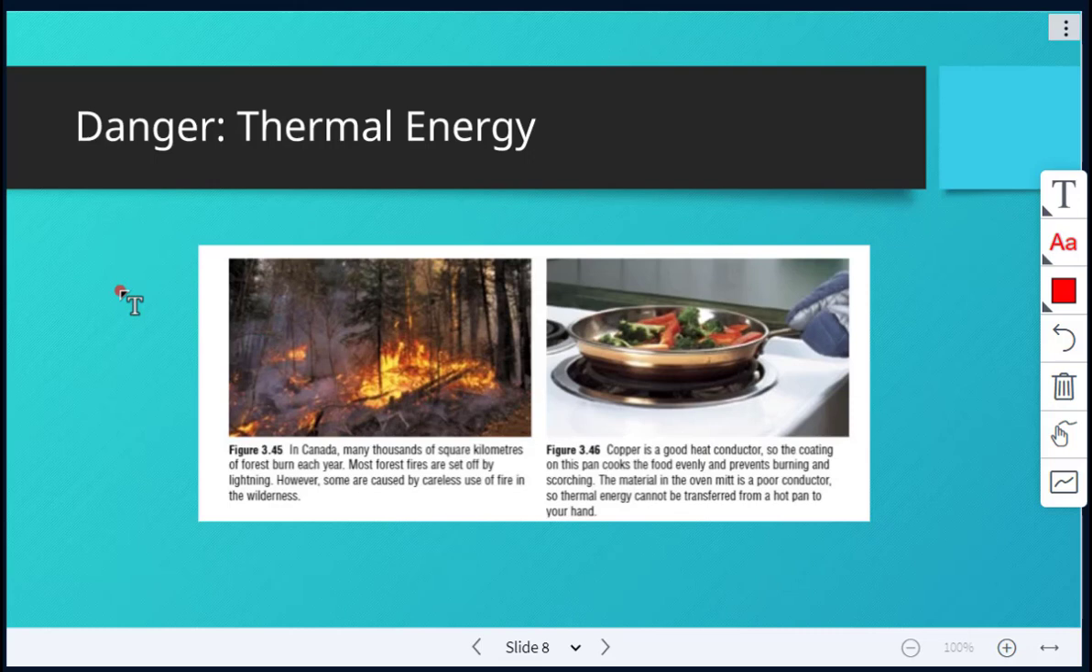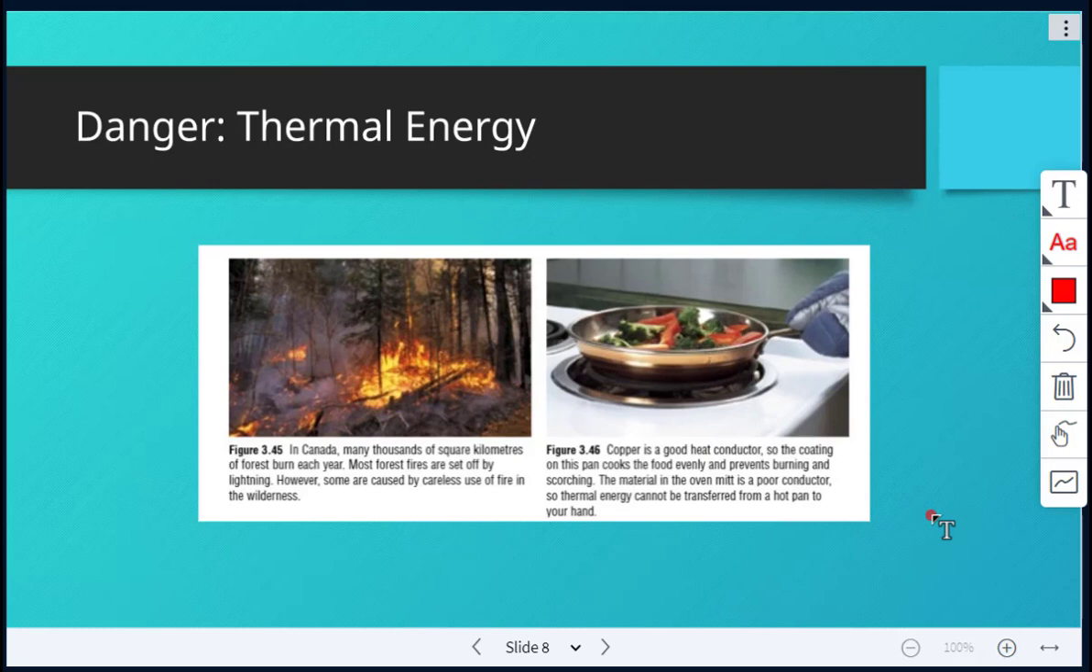Just continuing here with dangers of thermal energy. So here we're just looking at forest fires. In Canada, many thousands of square kilometers of forest burn each year, and fires could be set off by lightning. They can also be set off by campfires or careless use of fire in the wilderness, cigarettes, and so on.